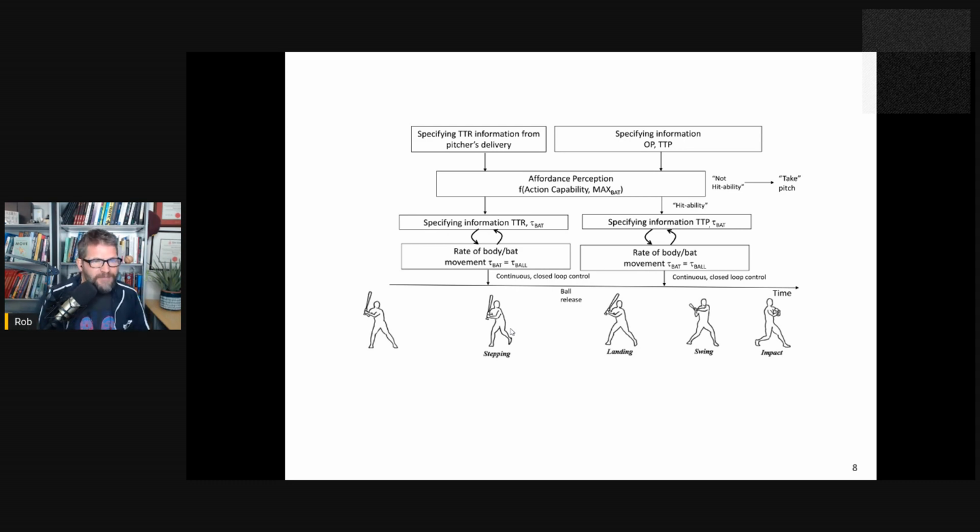There's information in the pitcher's delivery that specifies when the ball is going to be released in their kinematics, right? That's specifying for our goal at that point. It's not specifying for the end goal of actually hitting the ball, but we don't need that at that point. It's going to come later, right? So this is my different view of the point.